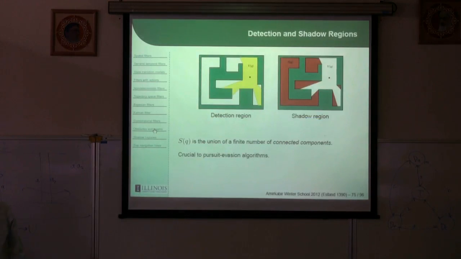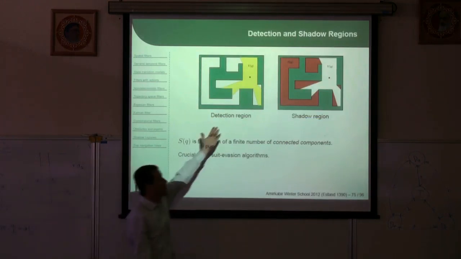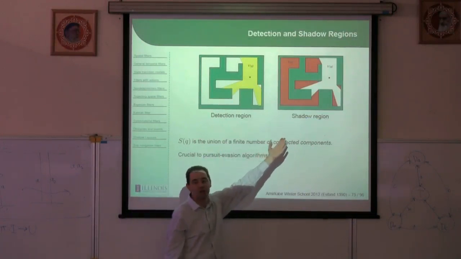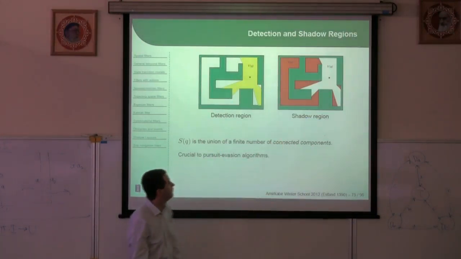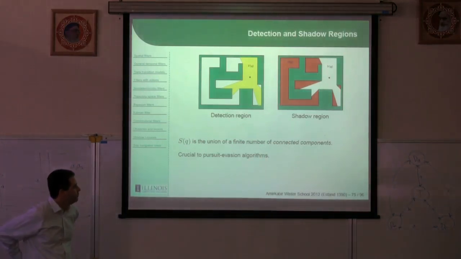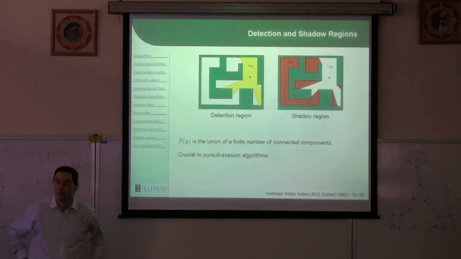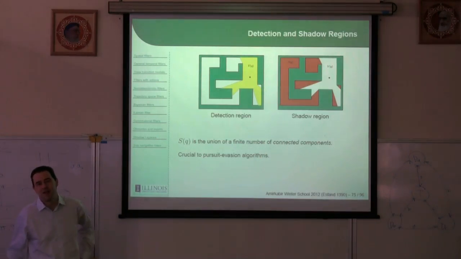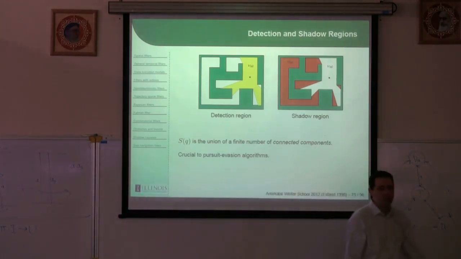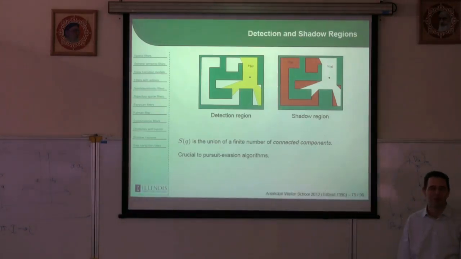All right. So I have the detection region, just like we talked about. The complement of the detection region is called the shadow region. One interesting thing about the shadow region is that it has a finite number of connected components. And finite and not necessarily one, right? So it divides into pieces. Each one of those pieces is what we might call a hiding place if we were playing pursuit evasion, right?